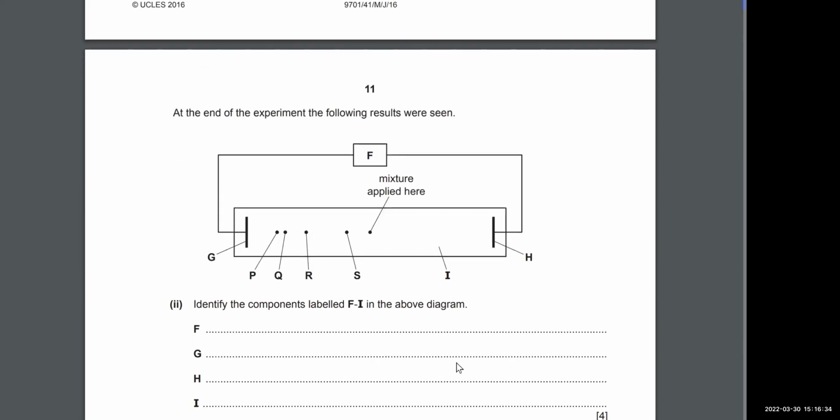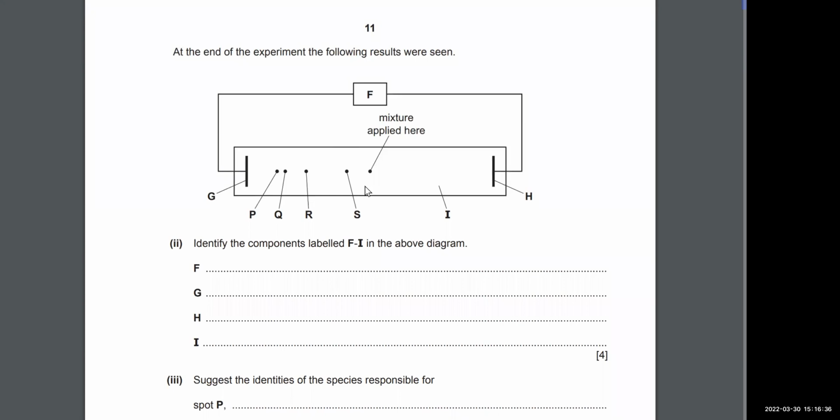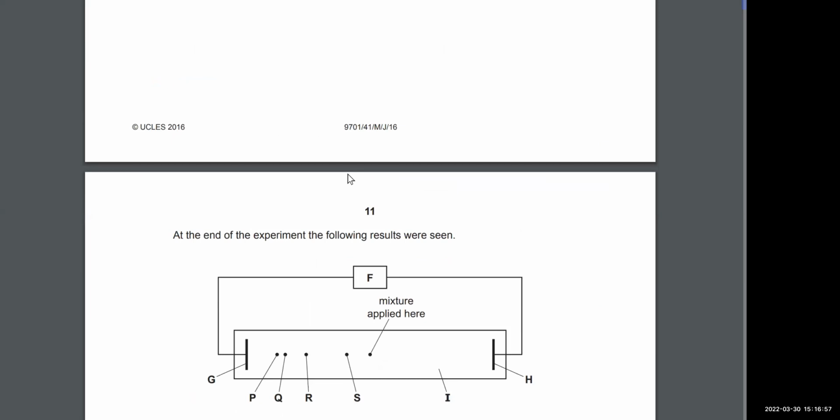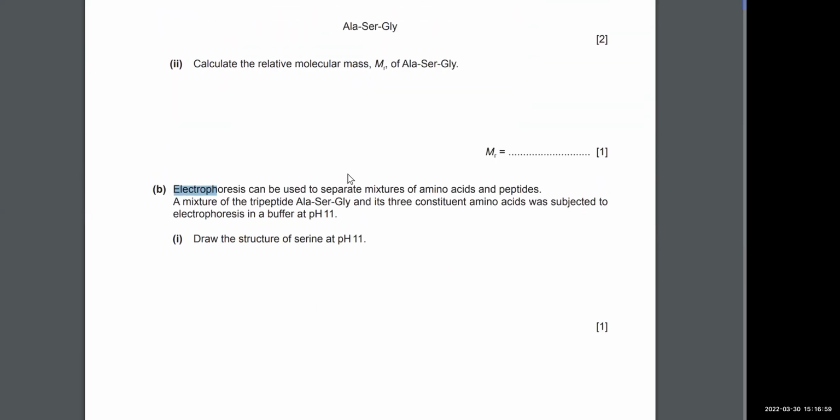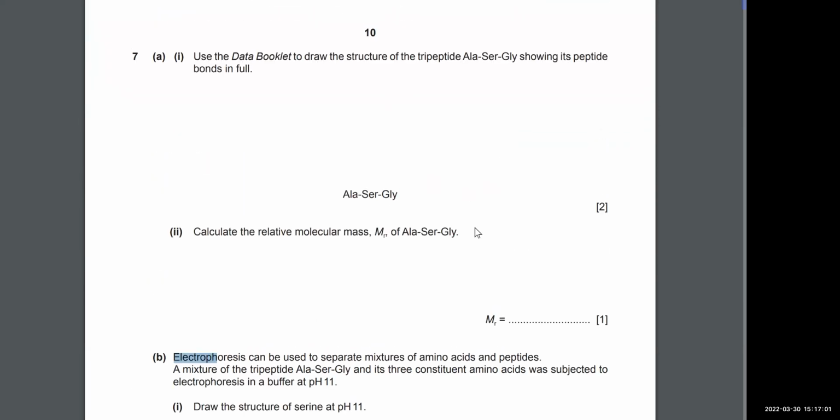In the next part, we have to identify the mixture. In highly basic conditions, they're all getting attracted to the positive side, so you have to identify using mass. The mixture is applied here, so you would just look at the mass of the particles. This would be the lightest and this one would be the heaviest. Is that clear? Yes, sir.